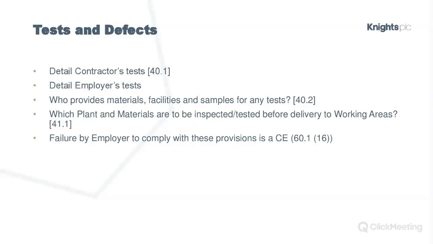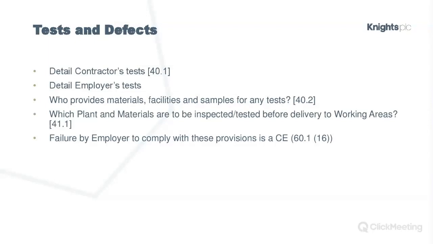So the failure by the employer to comply with these provisions is a compensation event. So that's compensation event 16, as you can see at that bottom bullet point. So basically what that means is that this provision has to set out what tests are to be carried out. So if, for example, the contractor is to carry out a particular test, but the employer states in the works information that it will provide certain materials so that the test can be carried out.